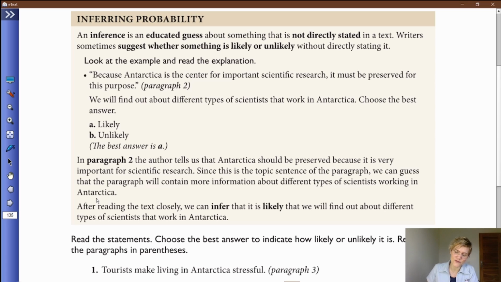After reading the text closely, we can infer or conclude that it is likely that we will find out about different types of scientists that work in Antarctica. So basically, from the topic sentence, we can already know what is going to be discussed. Or from a thesis statement at the beginning, we can know what the whole text is about: what likely is going to be discussed and unlikely.